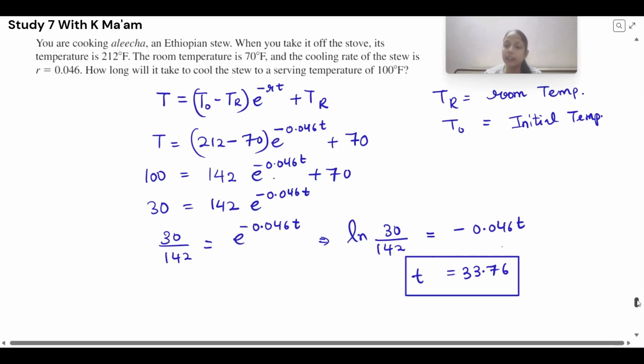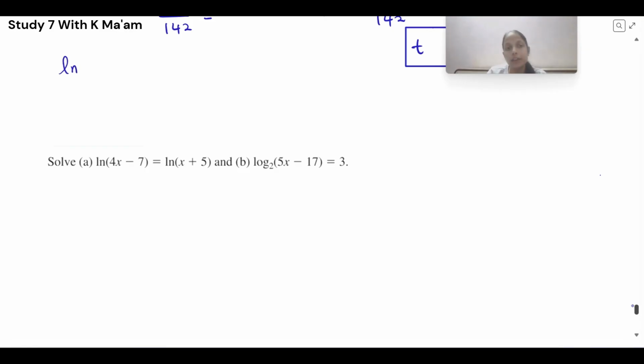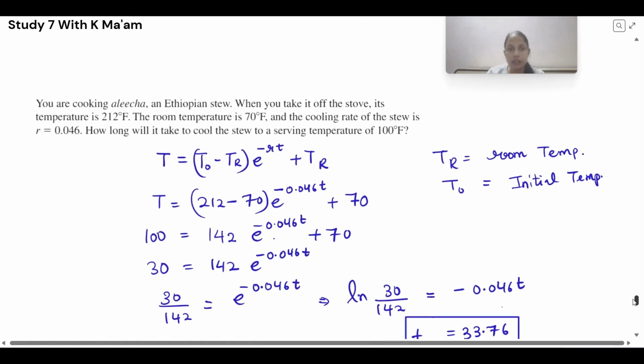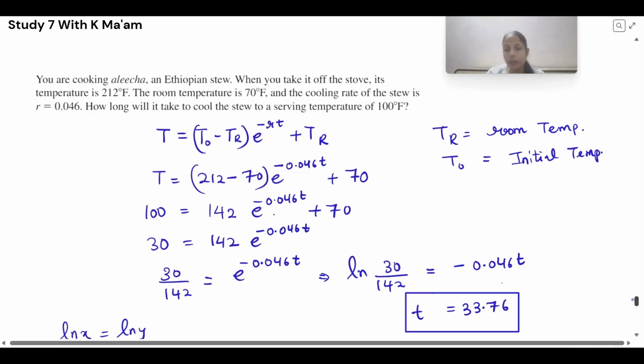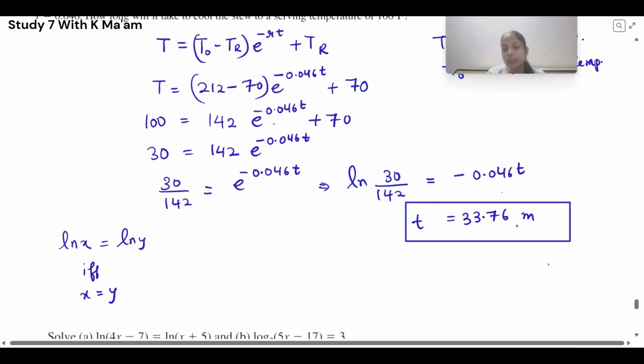Okay, next question. Solve the log equations. You have a log here and log here. The same log property will be used: if you have a log of x and there is a log of y, the two things are equal if and only if x is equals to y. Were the units provided? If they are not provided, we take the standard units, minutes. So 33.76 minutes.